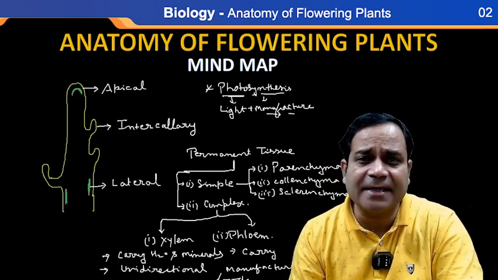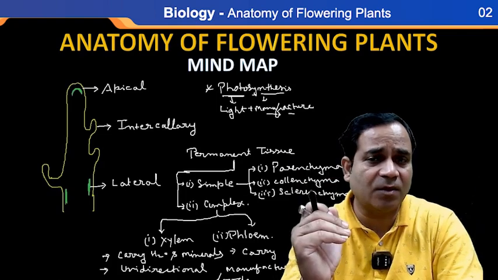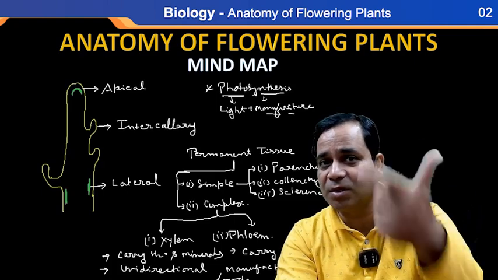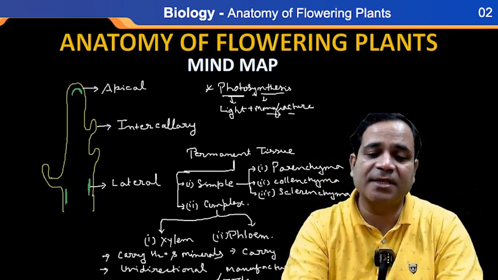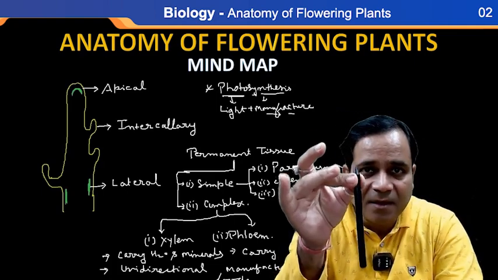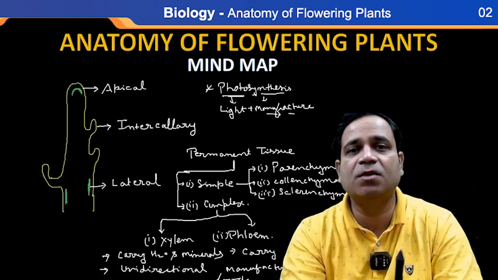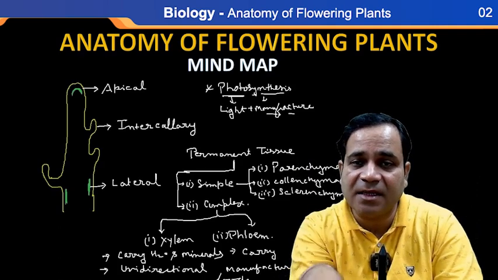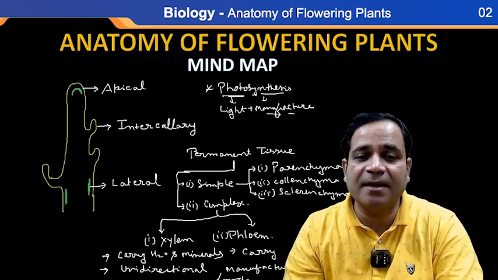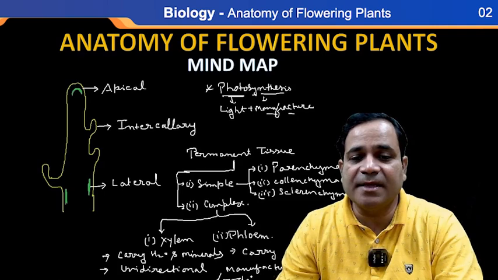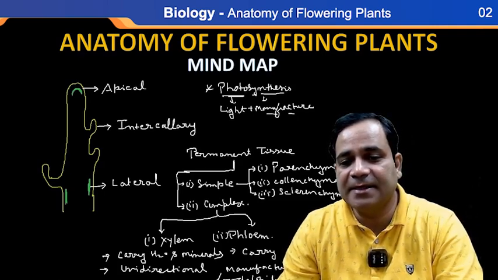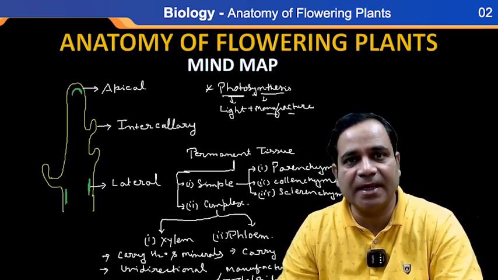But what is the direction? It is not unidirectional only, it is in both directions. It means it transports the food to the apical region of the stem as well as to the root. So in both directions, in upward direction as well as downward direction. That's why I'm saying phloem is bidirectional. What I'm writing here: bidirectional. Bidirectional means it carries the food in both directions, upward as well as downward.